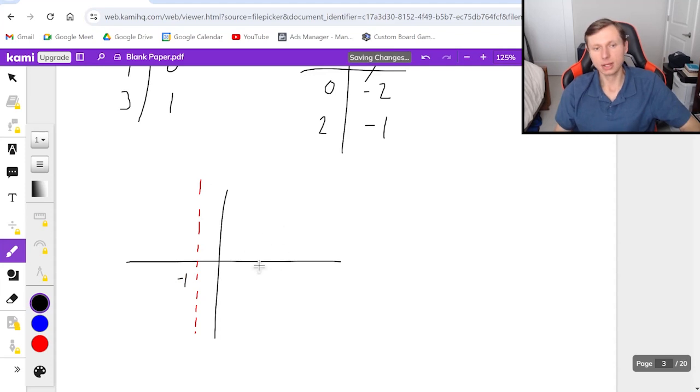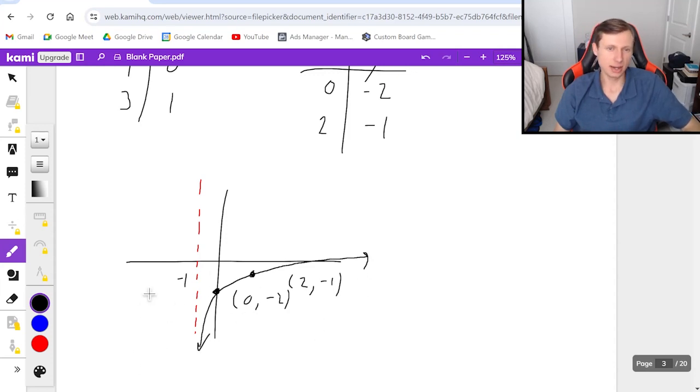Right here, and I have the points 0, negative 2, which let's say that's this point right here, and then I have 2, negative 1, which let's say that's right there. And if I want to draw the logarithm, I just have to draw a line that connects the dots and avoids the asymptote. So it would look something like this. Okay. And there we go. There's our answer. You don't need more than 2 points unless your teacher says so. But this is perfectly fine for me.